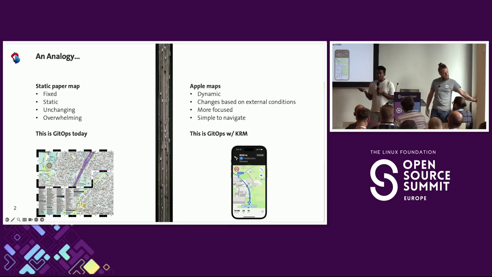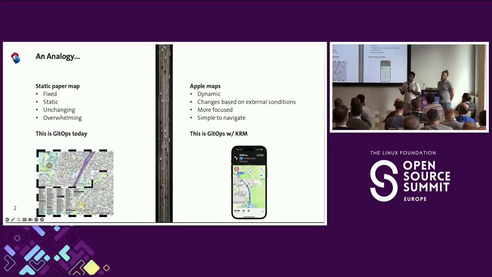On the other hand, you have a dynamic tool similar to Apple Maps or Google Maps. It's dynamic, changing based on your traffic conditions. It's also more focused and simple to navigate. And this is where we want to head towards in our GitOps way of working, by introducing the Kubernetes resource model.